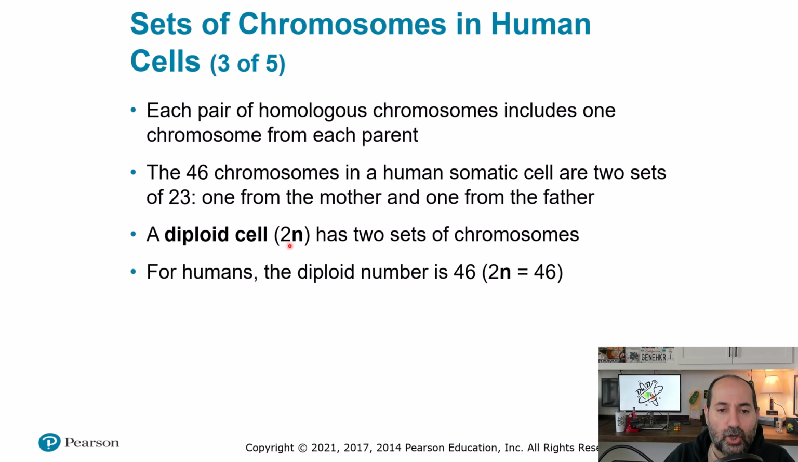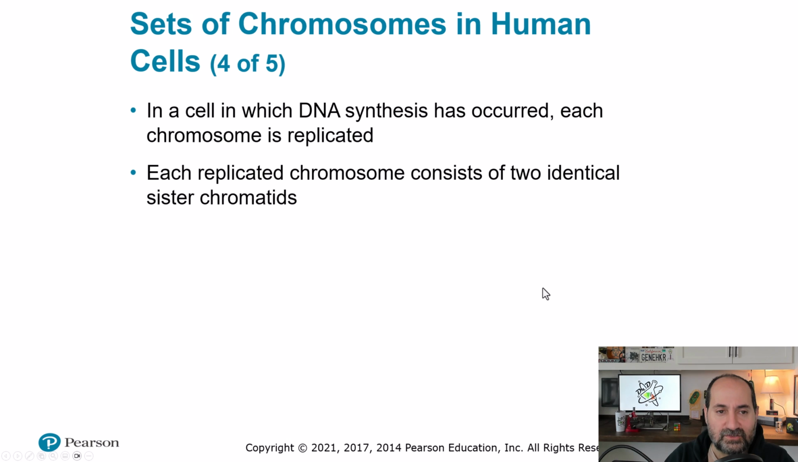You have two homologous sets of chromosomes. So if you just see N by itself, that's a haploid cell. It has one set of chromosomes. But if you see 2N, that refers to a diploid cell with the two homologous sets, or one set from each parent. So for humans, the diploid number is 46 total chromosomes, and that's 2N. You have two sets, which makes up your 46 chromosomes.